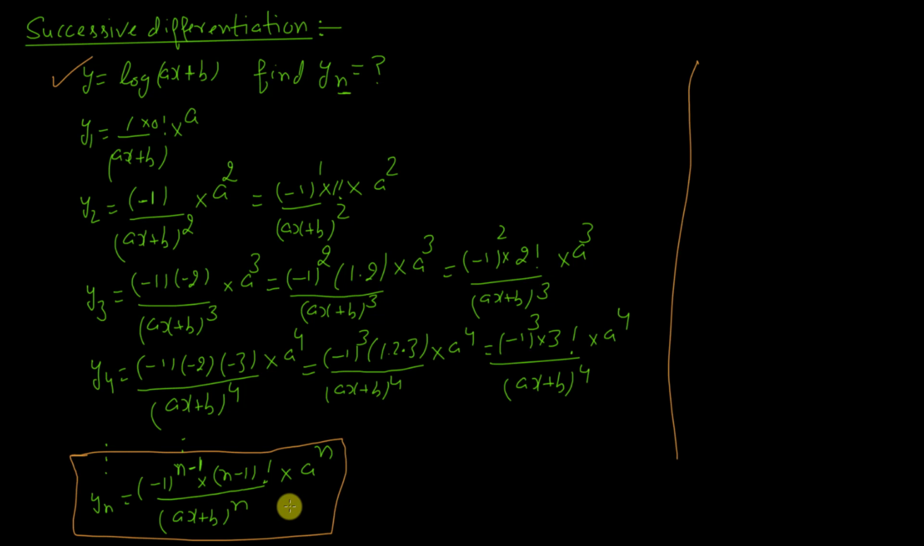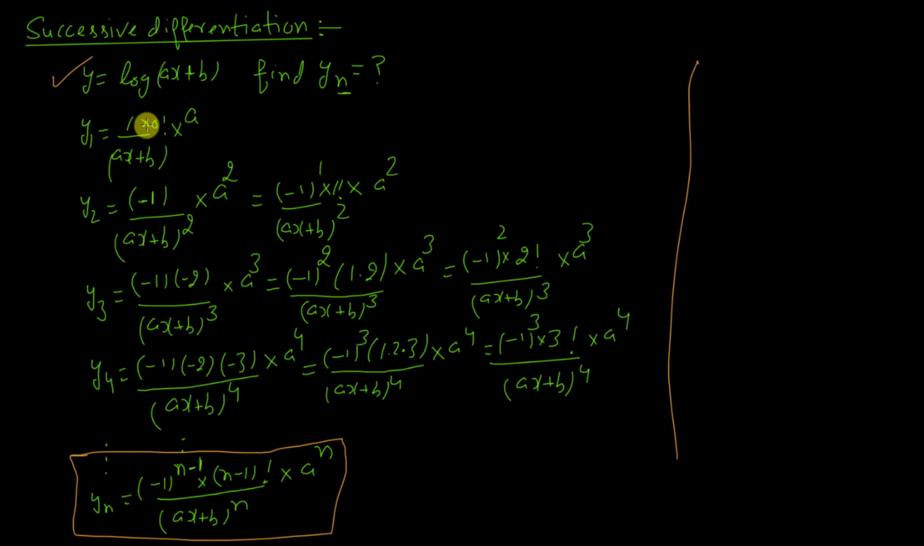It's very simple. Whenever we will be doing the question, we will generalize that again and again, only whenever it will be required. We will not be remembering it. We will be doing it every time it will be required. So that was the successive differentiation of y is equal to log ax plus b.